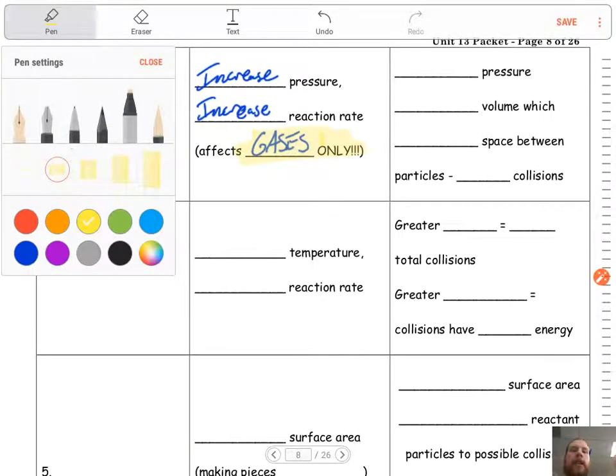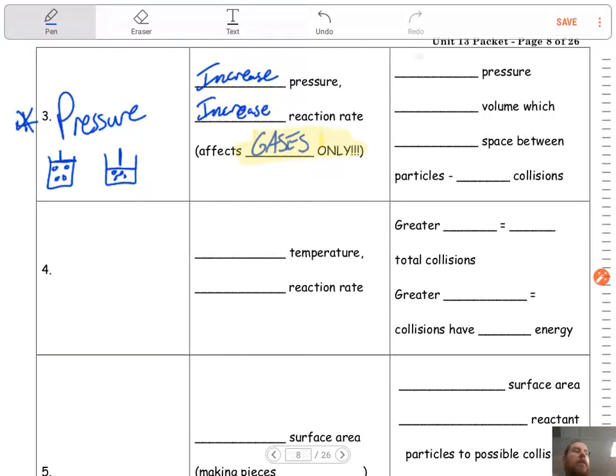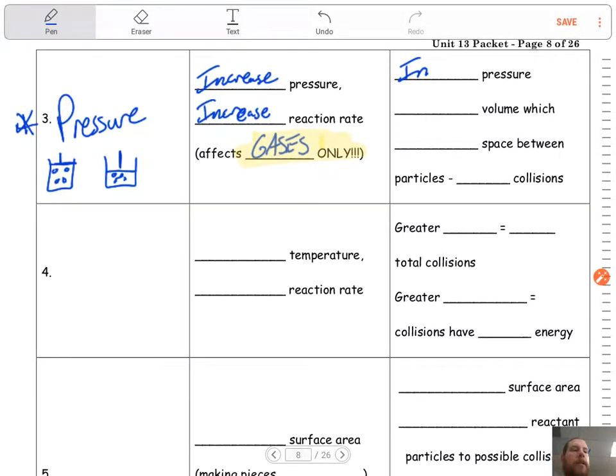All right. So if we increase pressure, kind of what I already showed with that picture. That means you decrease the volume, Boyle's law, which decreases the space between the particles, which means, again, more collisions. That's the key there. You want to have more collisions to increase that rate. So increase pressure, more collisions because the space is decreasing.